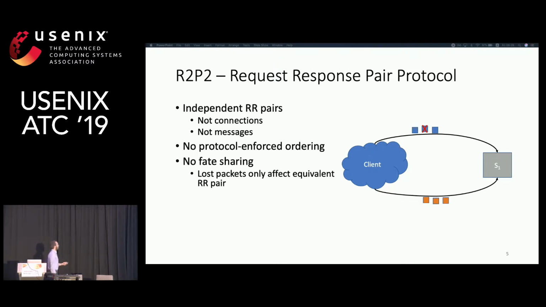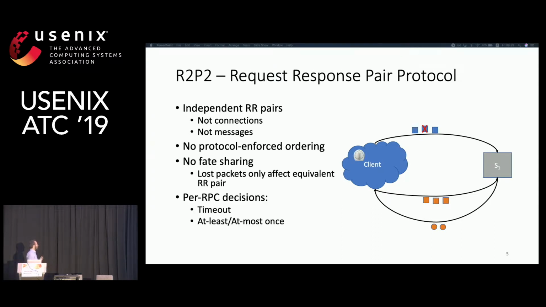The other thing is that with R2P2, we don't have fate sharing. Losing a packet will only affect the equivalent request and response pair. So in this case, if we lose the blue packet, the orange reply can come back without any issues. Finally, by doing that, we allow clients to make per RPC-specific decisions, so they can decide for timeout timers or change between at least once and at most once RPC semantics.